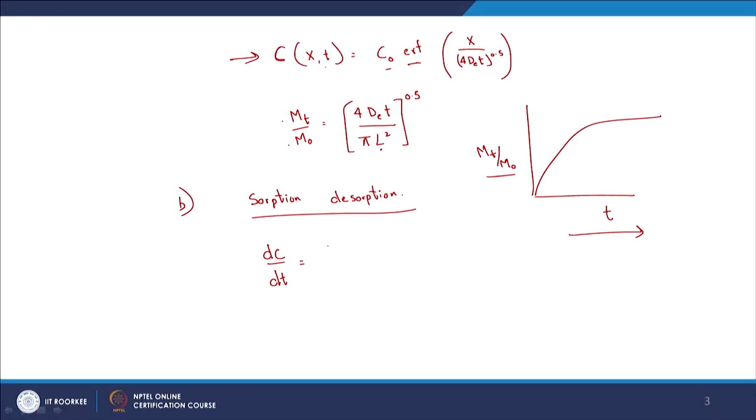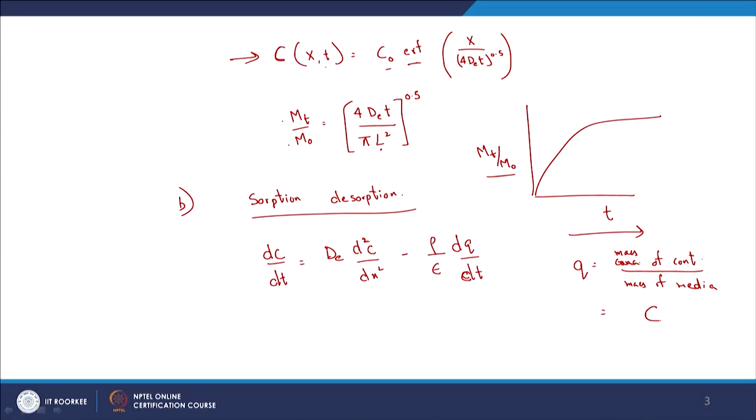dC by dt is equal to, again, the diffusion coefficient or dispersion coefficient, let us say, and the second derivative of concentration, minus rho by the porosity, bulk density by porosity, pardon me, and dq by dt. What is this Q? Q is nothing but the mass of contaminant per mass of that media, let us say, or it gives you an idea about the concentration of the contaminant adsorbed onto the media.